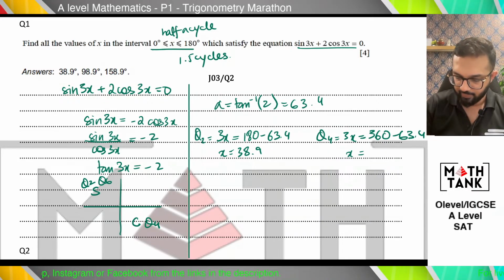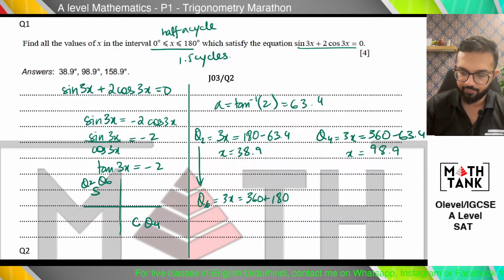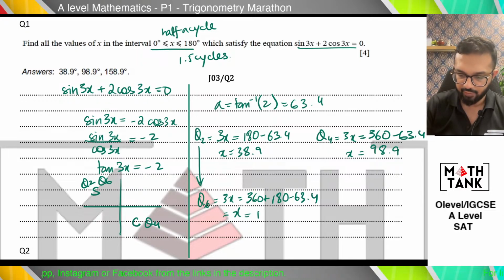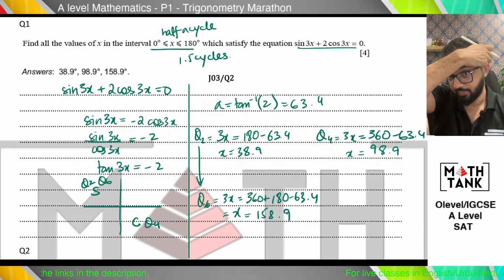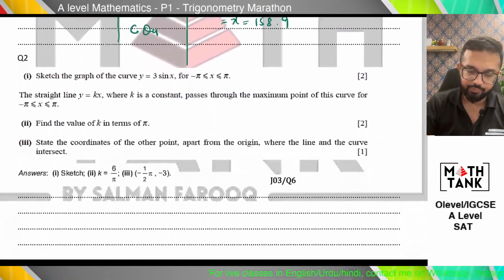The x gives me 98.9. And going from quadrant 2 to quadrant 6, I have to add 360. So 360 plus 180 minus 64, divided by 3, gives me 138.9. Okay, that's the first question.